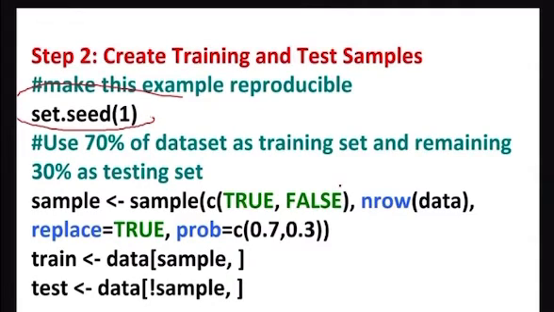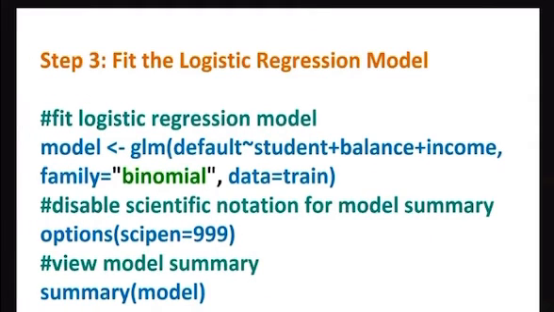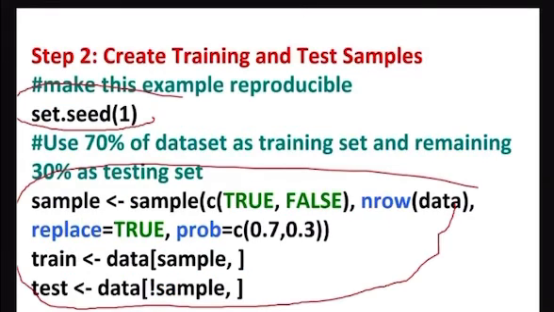Now, like I said, we do 70, 30. If you take a look, this is the code in R to do that. So step number 2 is splitting your data. Step number 3, then, is to fit the logistic regression model. But we are fitting the logistic regression model to a new data set.